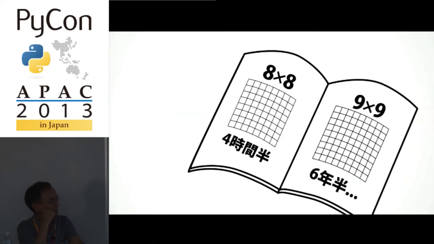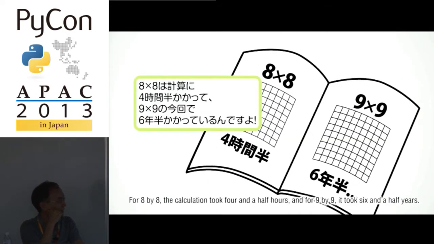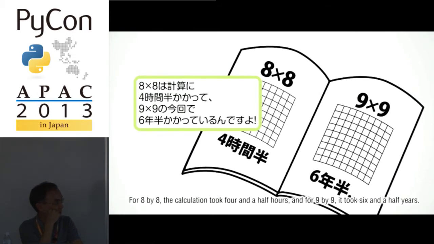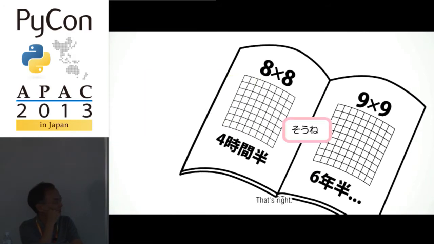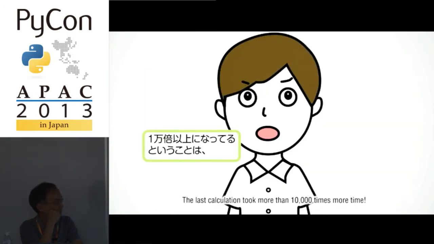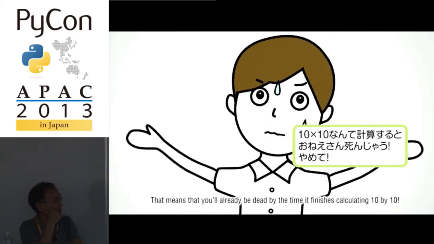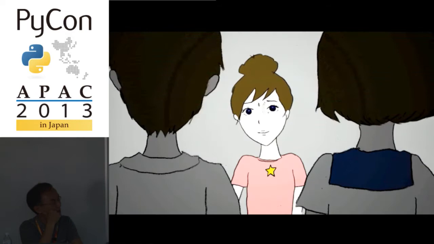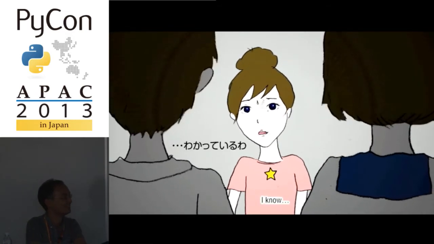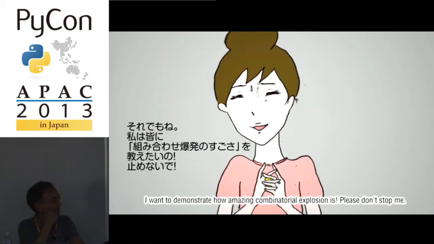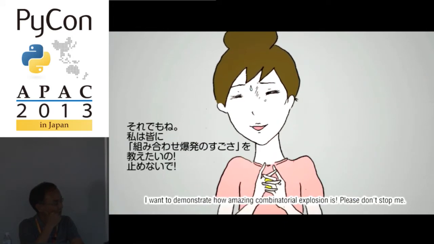Wait a minute. For 8 by 8, the calculation took 4.5 hours, and for 9 by 9, it took 6.5 years. That's right. The last calculation took more than 10,000 times longer. That means you'll already be dead. Don't do it. I know. I want to demonstrate how amazing combinatorial explosion is. Please don't stop it.